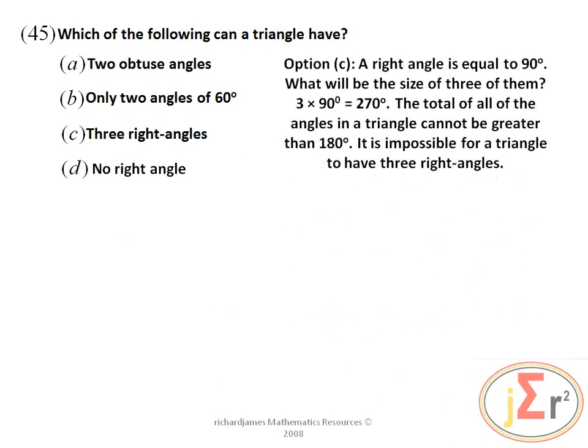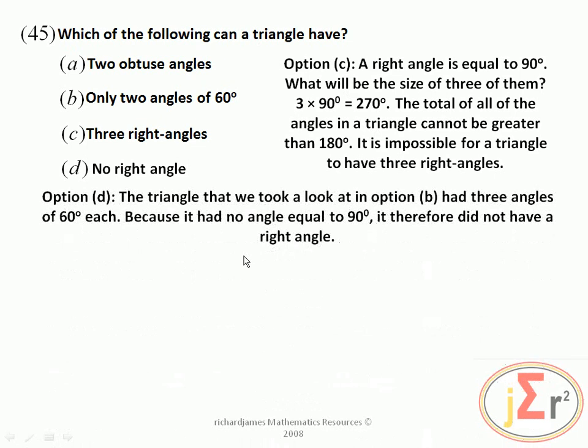Option C now. A right angle is equal to 90 degrees. What will be the size of the three of them? So, option C is asking, can a triangle have three right angles? A right angle is equal to 90 degrees. What will be the size of three of them? 3 times 90 is 270. The total of all of the angles in a triangle cannot be greater than 180 degrees. So when we have 270 here, it is impossible for a triangle to have three right angles.